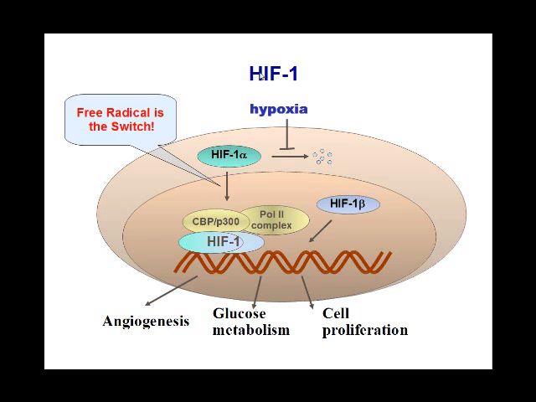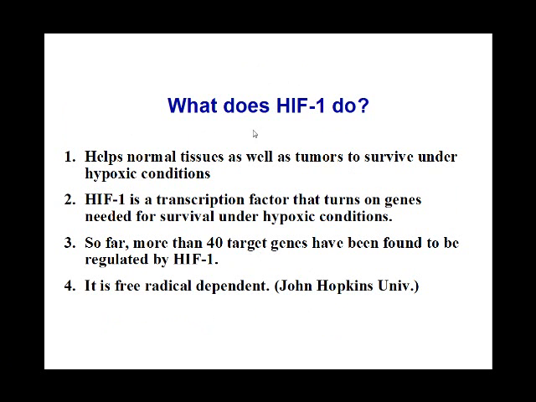When HIF happens, it can create very bad things. It will promote angiogenesis, glucose metabolism, cell proliferation. But all of these bad things need free radicals. So free radical is a switch of HIF. If we remove the free radicals, we can stop this process too. This HIF protein can promote 40 targeted genes, and it's also dependent on free radicals. This is research work done at Johns Hopkins University.